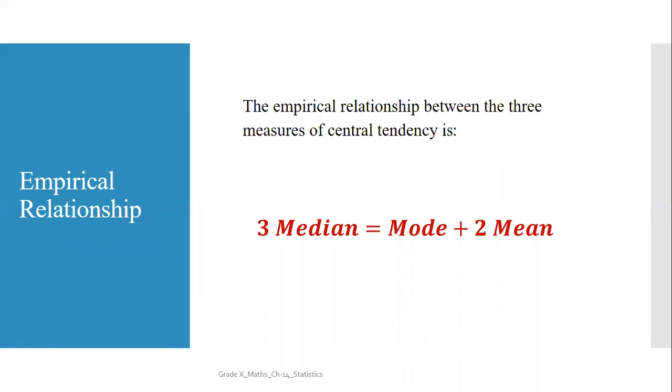There is an empirical relationship between the central tendencies that is given by 3 median equal to mode plus 2 mean. So if you have the values of any two central tendencies, the third one can be found using this relation. Mostly this question is asked in MCQ in your exams.